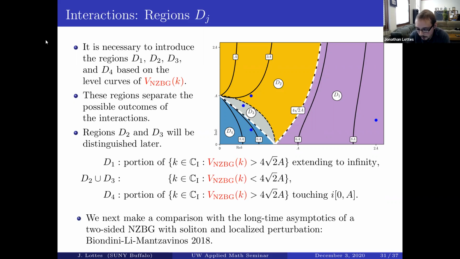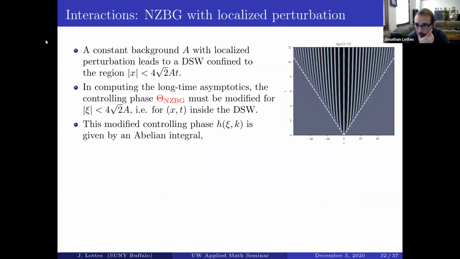to get a handle on the velocity of these trapped structures, we're going to make a comparison first with Biondini and Mantzavinos in 2018, who did a long-time asymptotics, not for a step with soliton, but for a pure two-sided non-zero background with the soliton and a localized disturbance. In that case, the localized disturbance also generates a DSW. Instead of the half wedge we saw for the step problem, we have a two-sided wedge now confined to the region negative 4√2 at to 4√2 at.